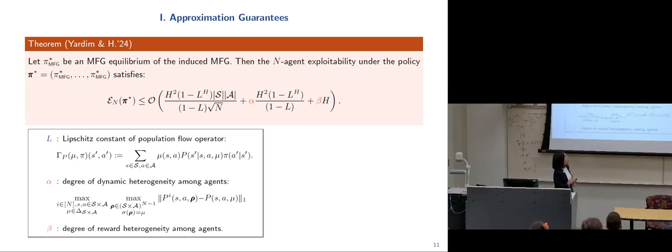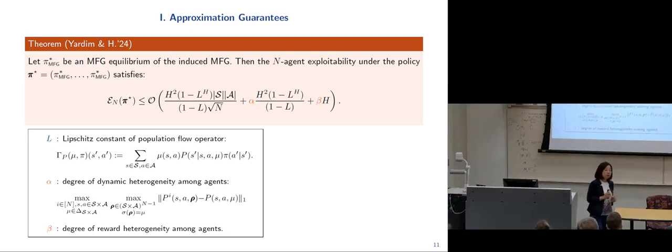The third term corresponds to the approximation error due to the reward heterogeneity, and beta corresponds to the degree of this reward heterogeneity, which is defined similarly, except we're looking at the L1 distance between R_i and R. And this has a much milder dependence on the finite horizon H.